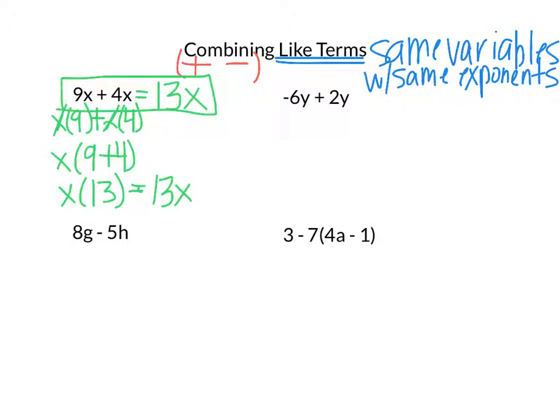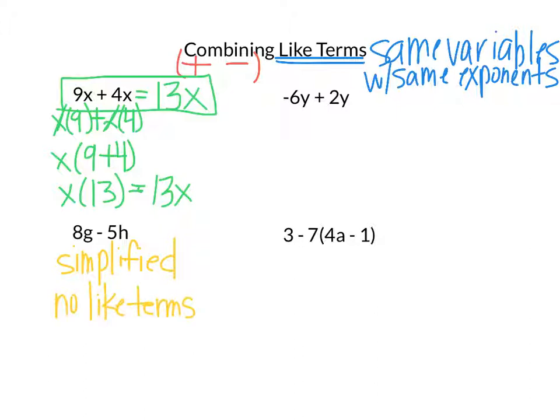Let's look at the one right below it. 8g minus 5h. Well, if you have 8g's and I want to take away 5h's, can I take away any h's from you? Well, no. And is there any common factor? No. So this one is simplified because there are no common factors. I'm sorry, not no common factors, there are no like terms.